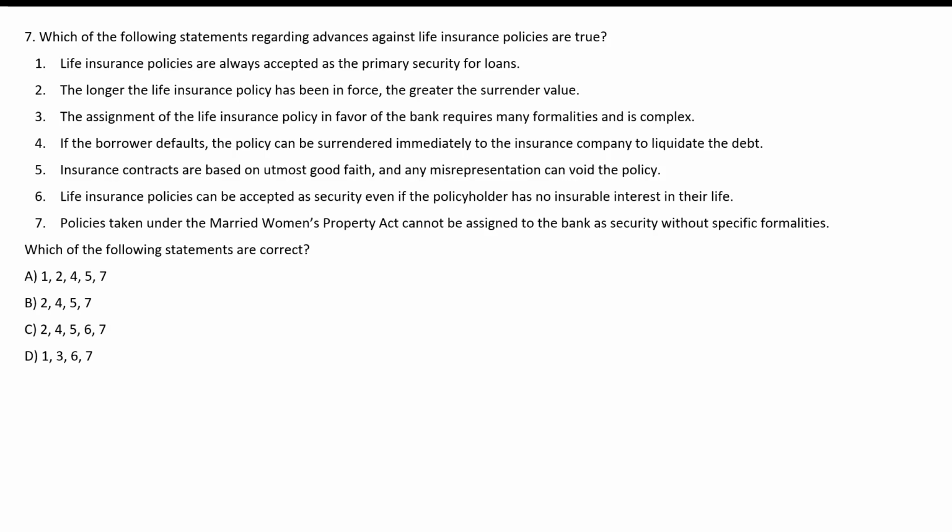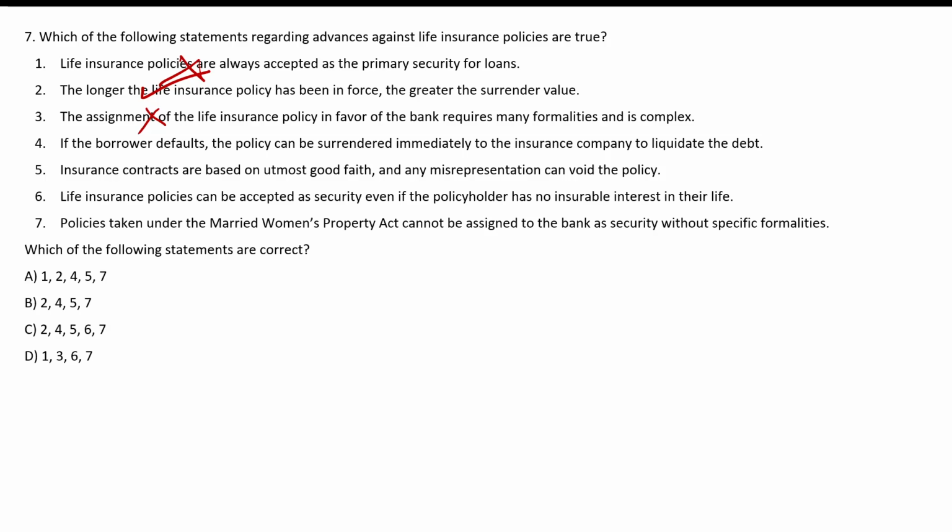Which of the following statements regarding advances against life insurance policy are true? Life insurance policies are always accepted as primary security for loan. Not always accepted. So this makes this statement incorrect. The longer the life insurance policy has been in force, the greater the surrender value. Absolutely correct. The assignment of the life insurance policy in favor of banks requires many formalities and is complex. No, it does not require many formalities and it is not complex. So that's why this is not correct.